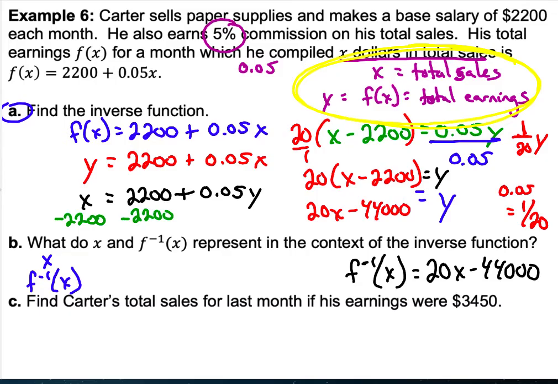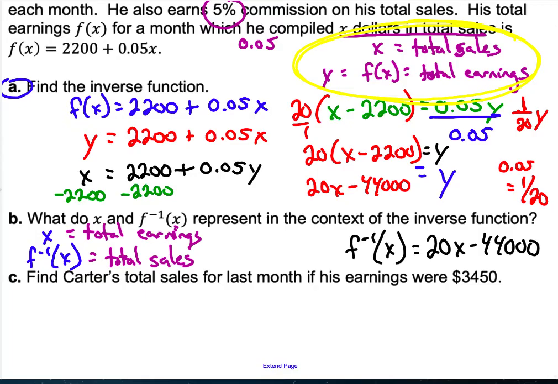Well, remember, we switched those. So now x is the total earnings, and f inverse is his total sales. How much did he sell? So basically, we rewrote this equation so that we could plug in his total income and work backwards to figure out, okay, how much sales would he have to have in order to get to that point? So we can go ahead and do that.